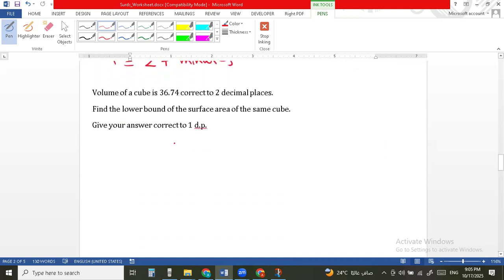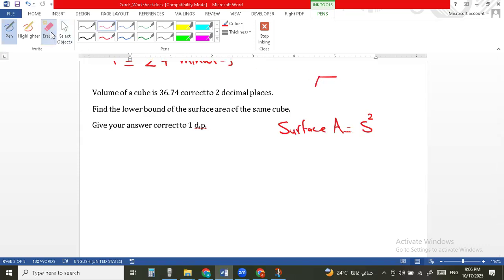The volume of a cube is 36.74. They want you to find the lower bound of the surface area. Okay, Mister, surface area equals what? The surface area of a cube equals, Mister, it is equal to side squared. Side squared is what? Imagine that here is a cube.